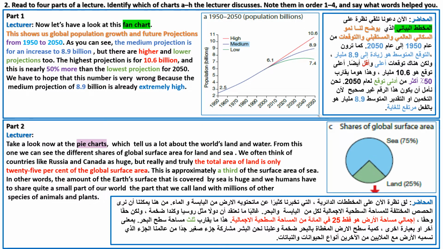Part 2. Take a look now at the pie charts, which tell us a lot about the world's land and water. From this one we can see the different shares of global surface area for land and sea. We often think of countries like Russia and Canada as huge, but really and truly the total area of land is only 25% of the global surface area. This is approximately a third of the surface area of sea. In other words, the amount of the Earth's surface that is covered by sea is huge, and we humans have to share quite a small part of our world, the part that we call land, with millions of other species of animals and plants.